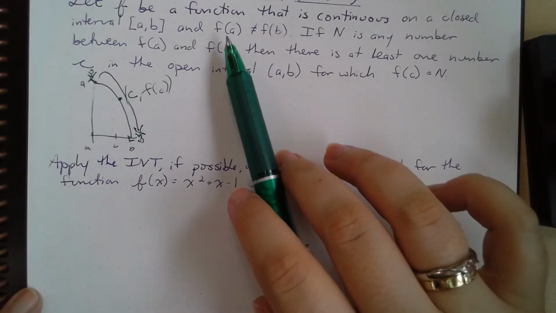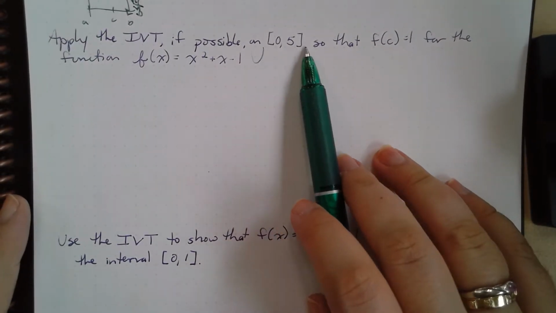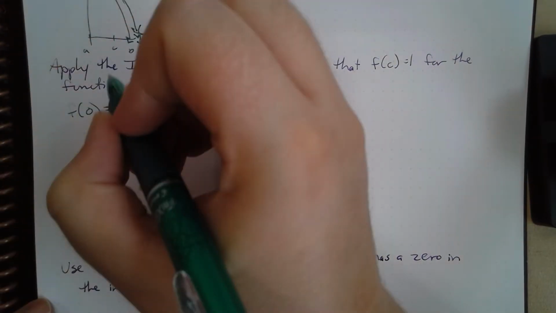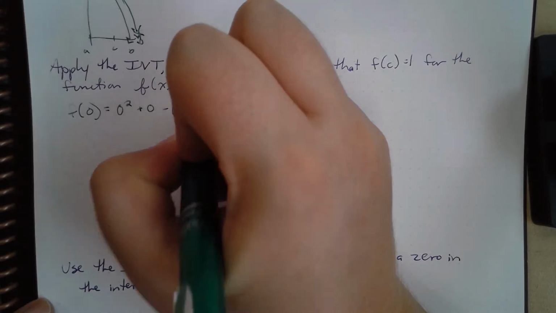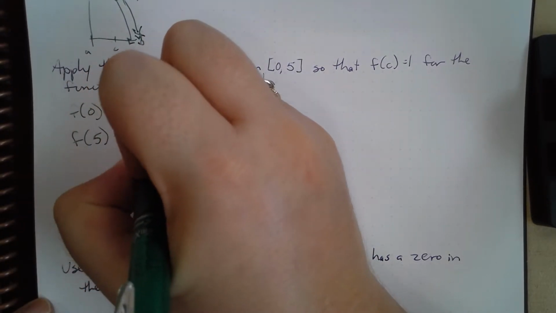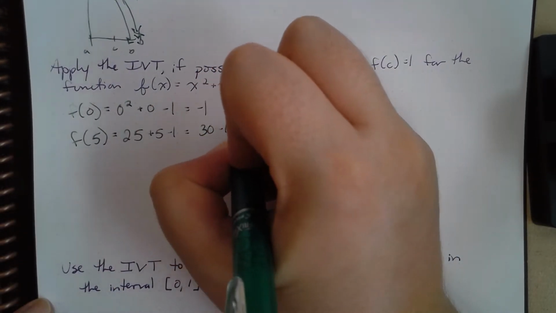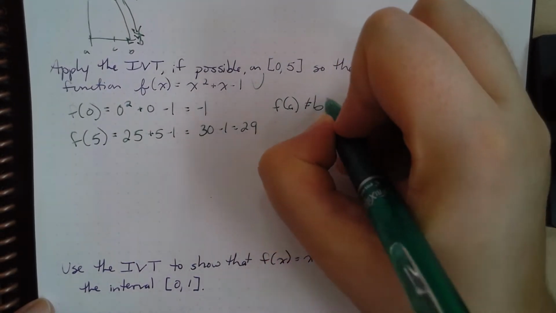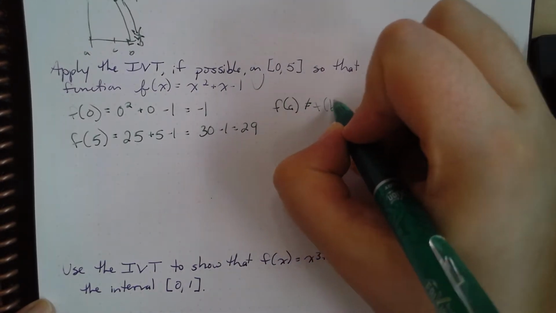Is f of a equal to f of b? Well, that's what we need to find out. Here's our a, here's our b. So I'm going to calculate f of 0 is equal to 0 squared plus 0 minus 1, which just equals negative 1. And f of 5 is going to be equal to 25 plus 5 minus 1, which of course is 30 minus 1, which is 29. So f of a does not equal f of b. So, good, we've got our second condition met.